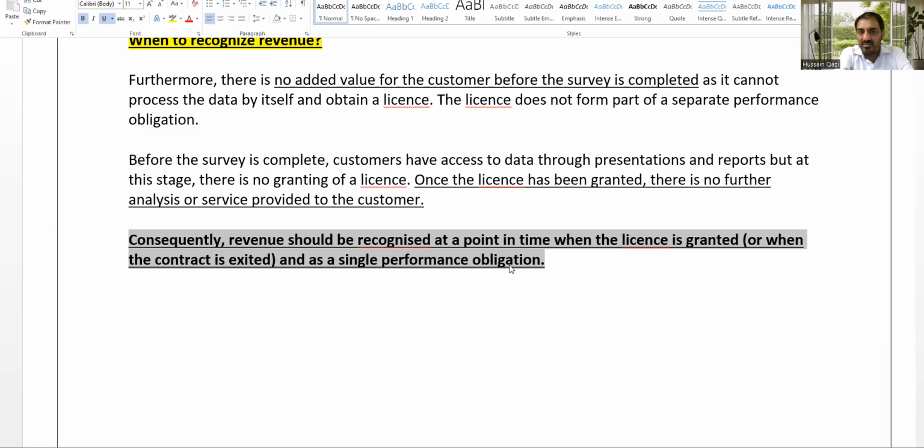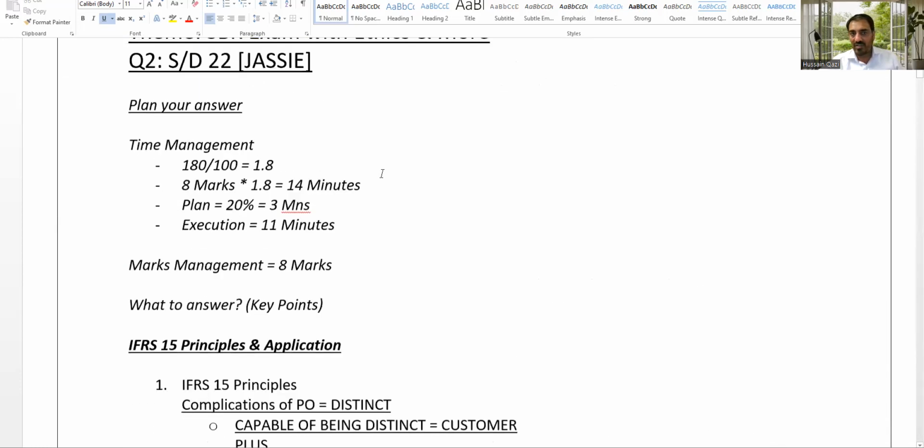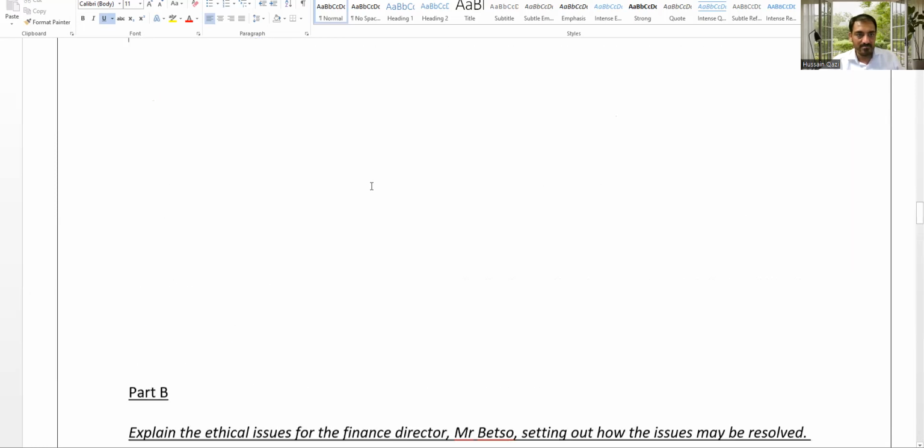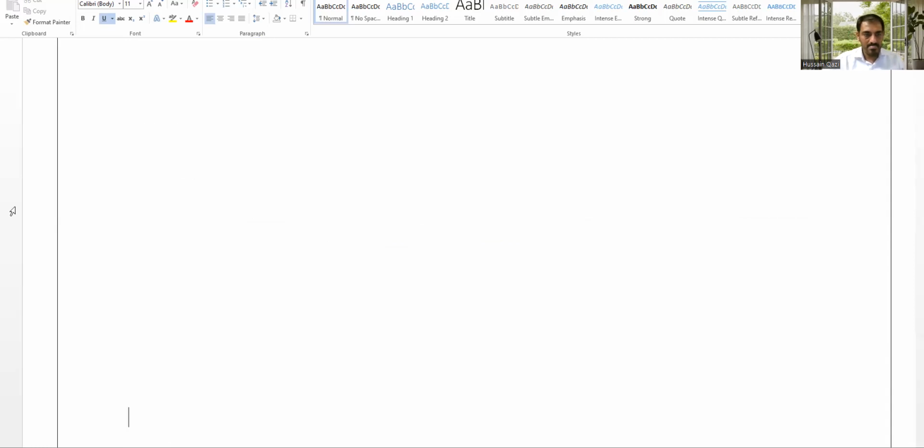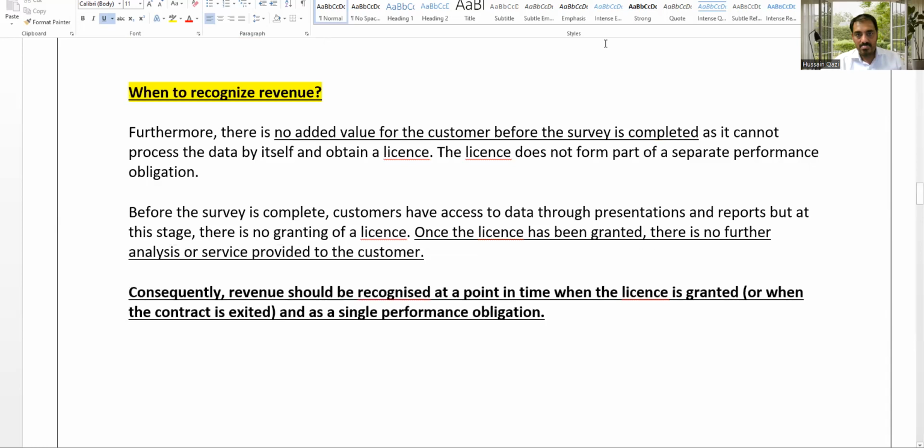We can add more points, but this is more than enough. What more points, sir? For example, we can discuss why not the performance obligation on a step-by-step basis, like the stage of completion. Why it's at one point in time, but it's more than enough. So this is this part of the question on IFRS 15. Can you please reply me? Is this clear to all of you? It's not over time. Over time conditions are different, and point in time conditions are different.